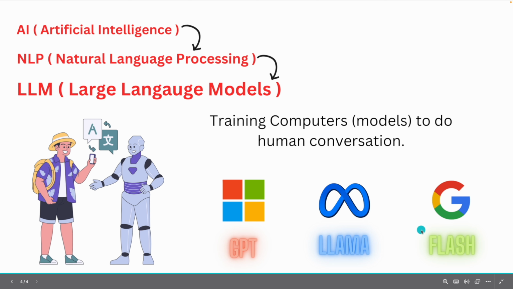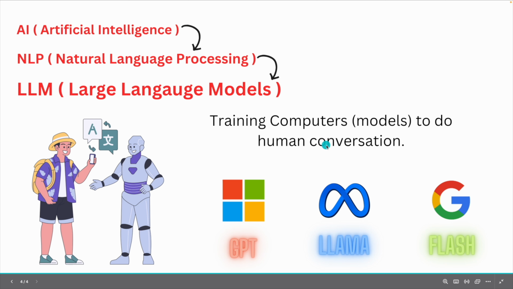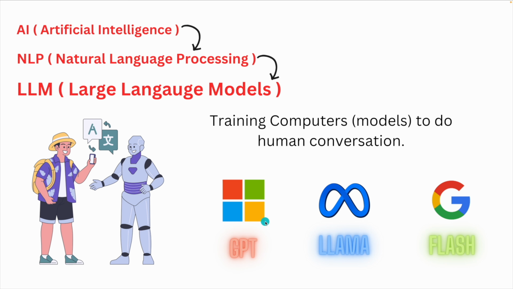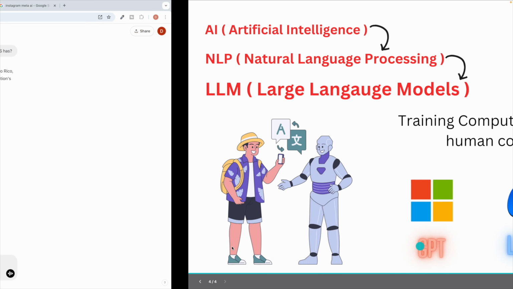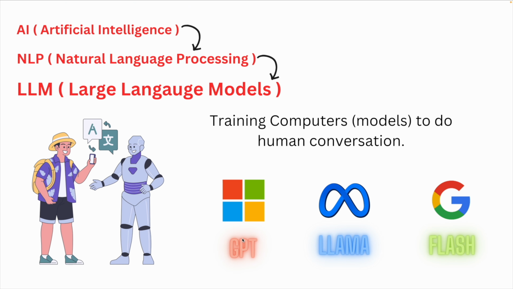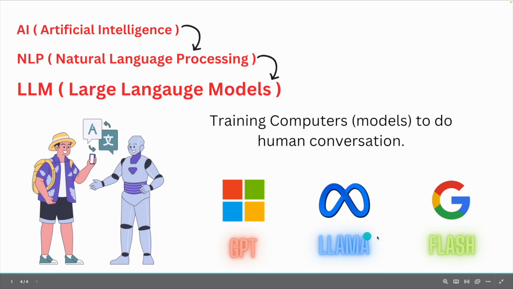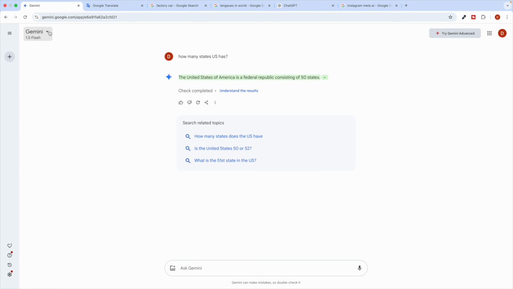Similarly, Google has created their own model, known as Flash, that can help to do human conversation. Now any application can use these models, like you can see ChatGPT is just an application which is using the GPT model. You can even create your own application and use the GPT model, Llama model, or Flash model within it. Similarly, Google Gemini is currently using Flash as a model, which is basically helping us to talk with an AI.